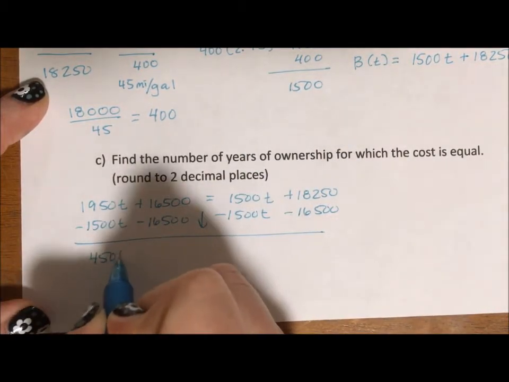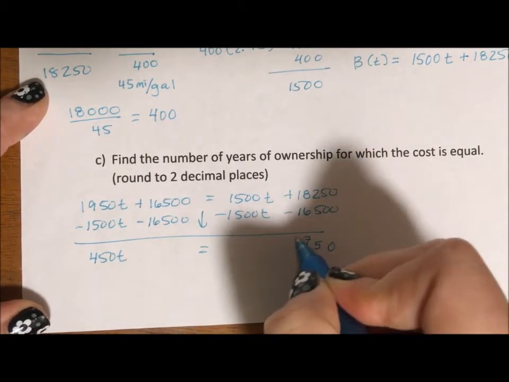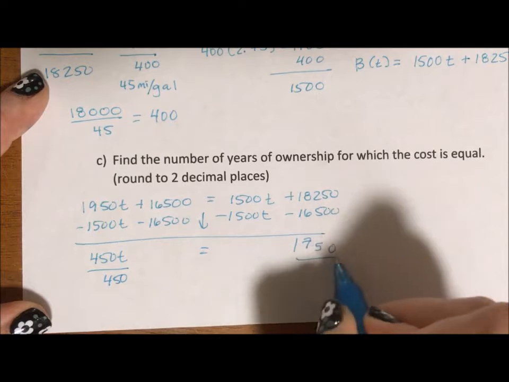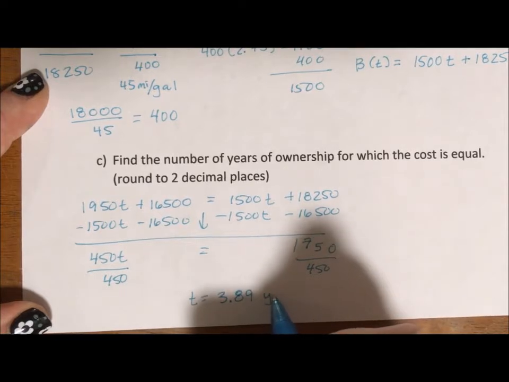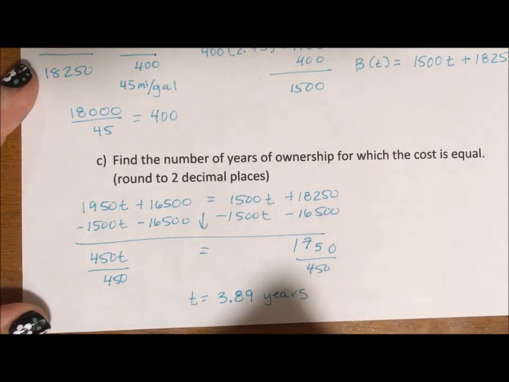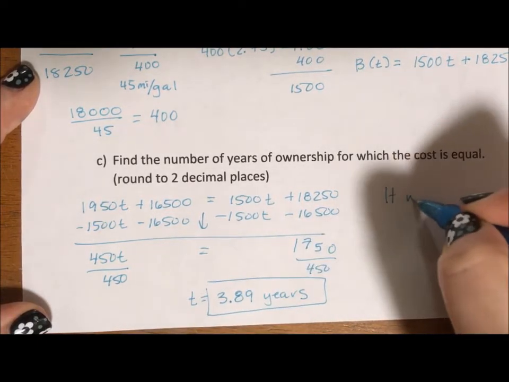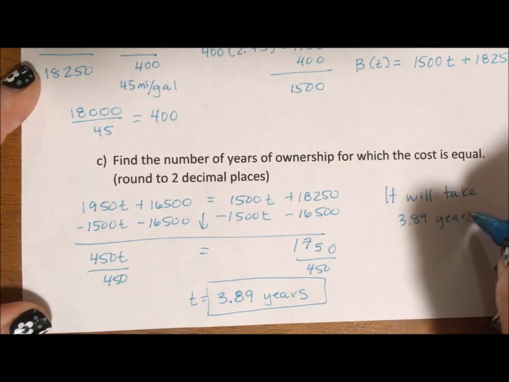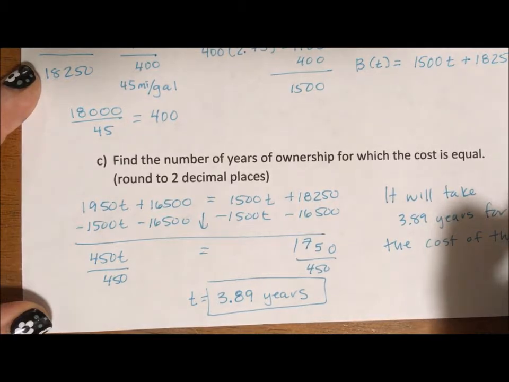I'm going to get 450t equals 1,750. I'm going to divide by 450 and get that t is equal to 3.89 years. I'm going to leave you to check this on your own. It will take 3.89 years for the cost of the two cars to be equal.